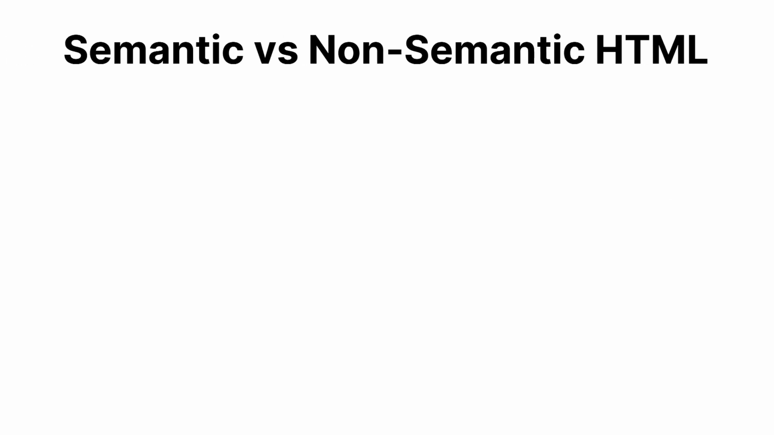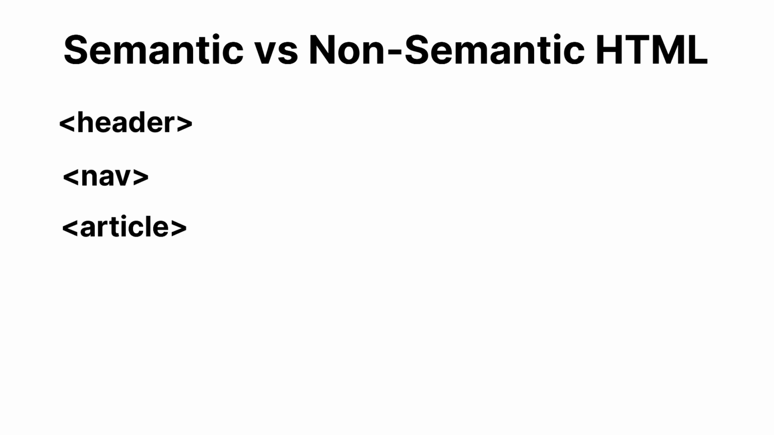In HTML, not all tags are created equal when it comes to meaning. This is where the concept of semantic HTML comes in. A semantic element is a tag whose name clearly describes its role and purpose in the content. For example, a header tag represents the top section of a page or section. A nav tag represents the navigation links. Article tag represents a self-contained piece of content, and footer tag represents the bottom section.